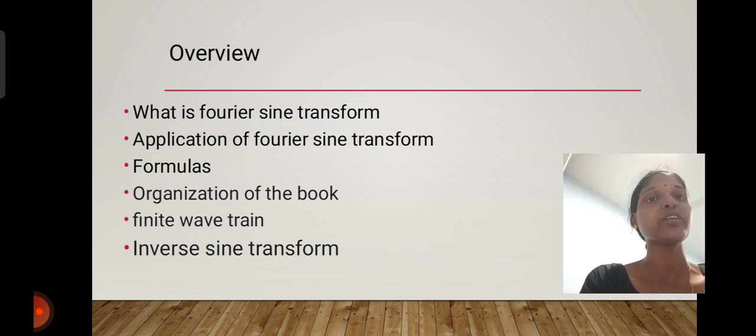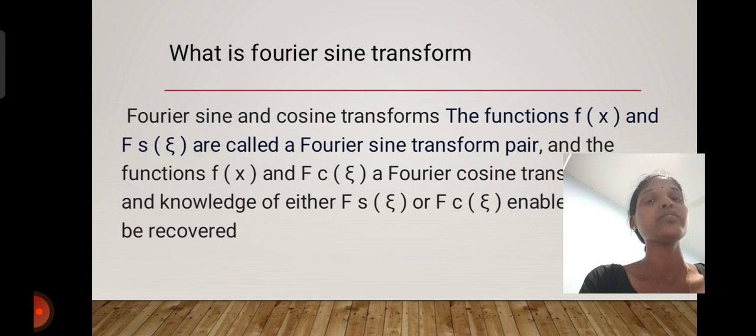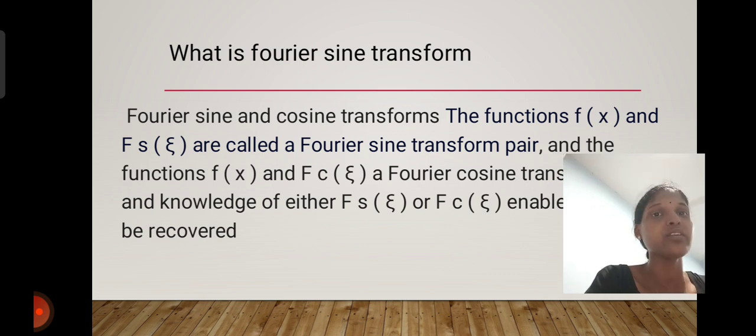In this Fourier sine transformation, we have a few definitions where the Fourier sine and cosine transforms of f of x are also called the sine transformation pair, and the functions f of s and f of c. The knowledge of either f of s or f of c enables f of x to be recovered. In this sine transform, we have considered the function f of k implemented as the Fourier sine transform, where that sine transform is f, x, k.